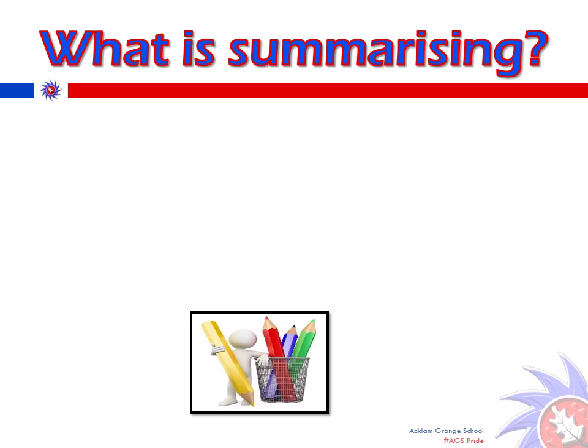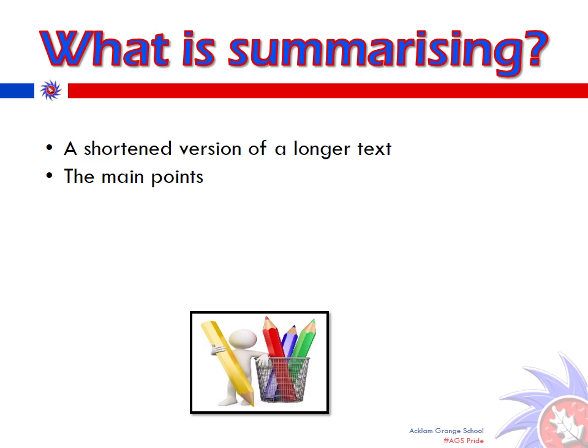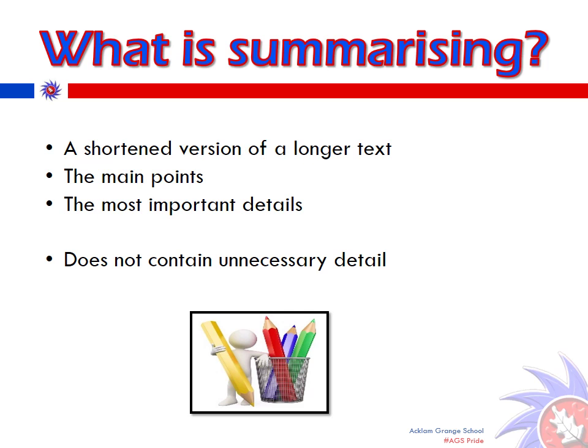So what is summarising? Summarising is a shortened version of a longer text. It includes the main points and has the most important details. What it does not contain is anything unnecessary. So a summary is a shortened version of something with all the necessary details included and highlighted.